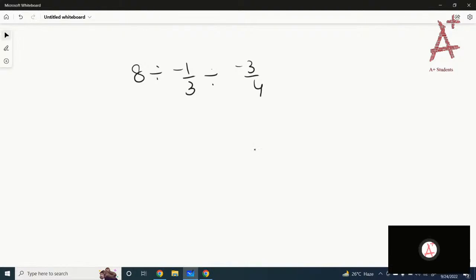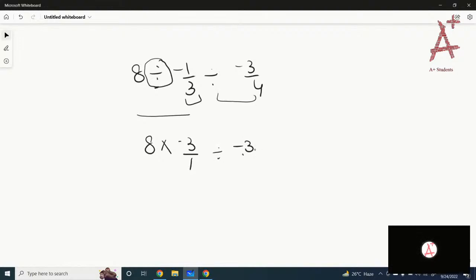Okay, so we have just division here. So you have to go from left to right. Starting from the left, first we have to do 8 divided by negative 1 by 3. So we already did the division of rational numbers. We have to convert that division sign to the multiplication one by taking the reciprocal of this term. So it would be negative 3 by 1, writing this one as it is.